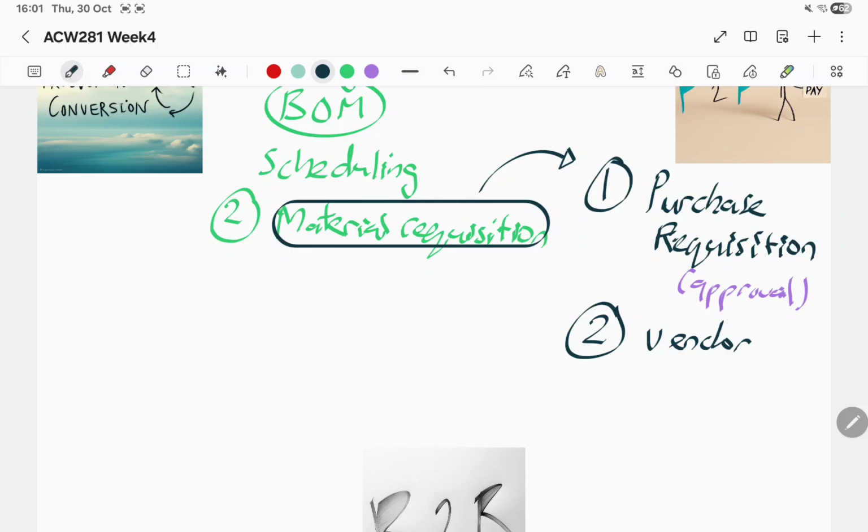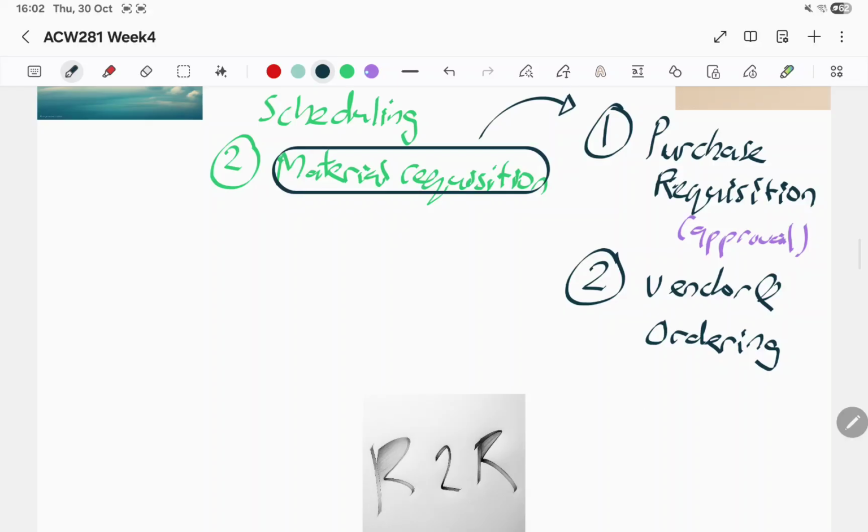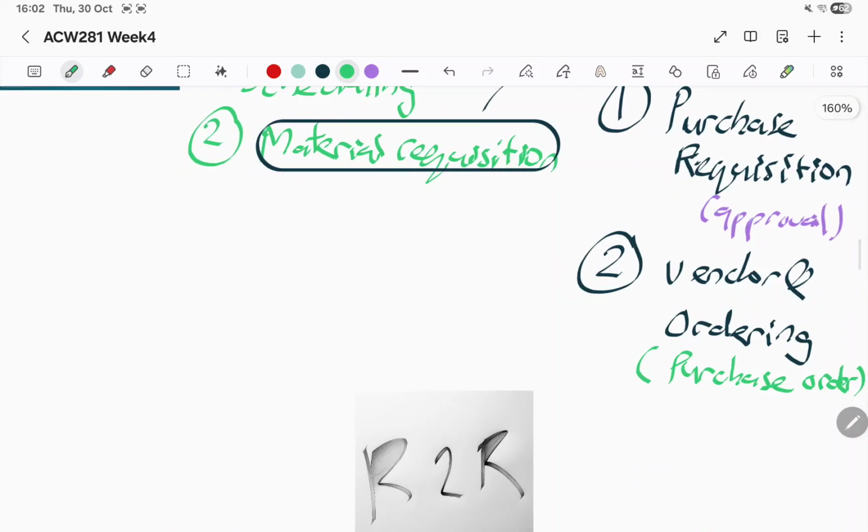You find this vendor, then you say that, okay, I want 100 chicken from you. All right, 100 chicken from you. So over here, the vendor and ordering. Over here, a note to be written over here is the purchase order. All right, there will be a purchase order being generated from your system.